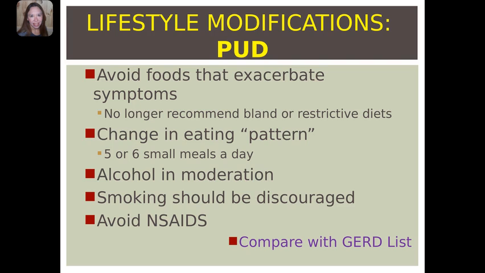So on this modification for peptic ulcer disease, avoid foods that would exacerbate the symptoms. We used to recommend bland diets, restricted diets. We no longer do that. A lot of times it's individual for the patient as far as what are their trigger foods that can cause pain. Chocolate can be one of those trigger foods. Coffee can be a trigger food. Some people, milk can be a trigger food.